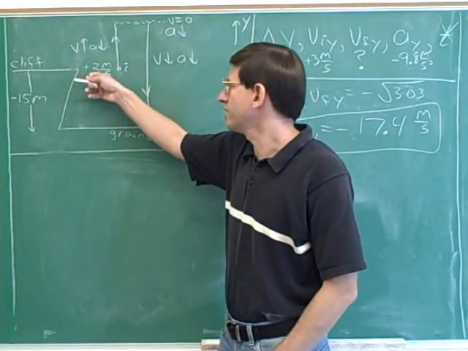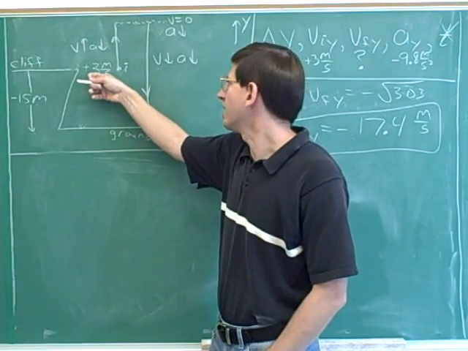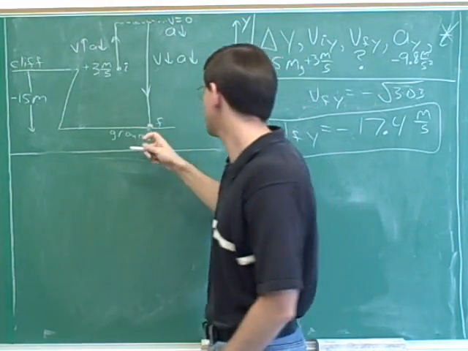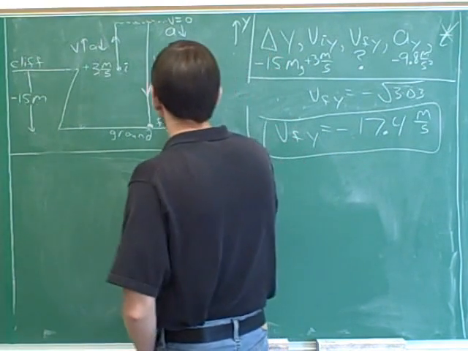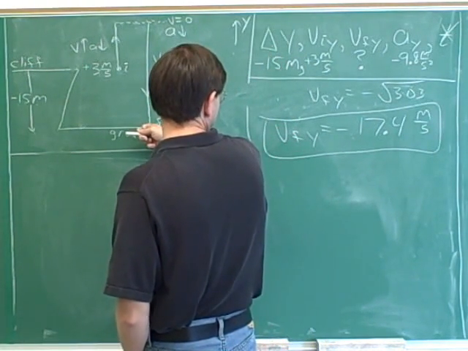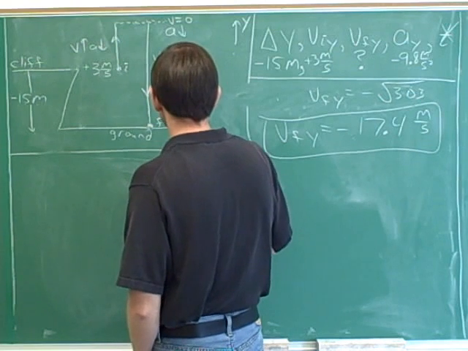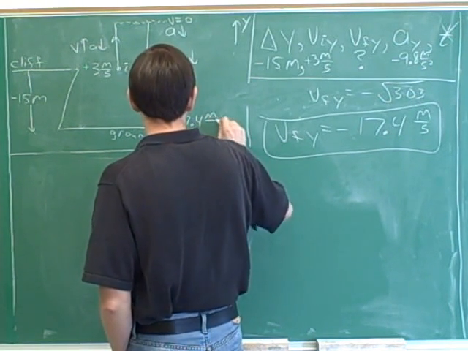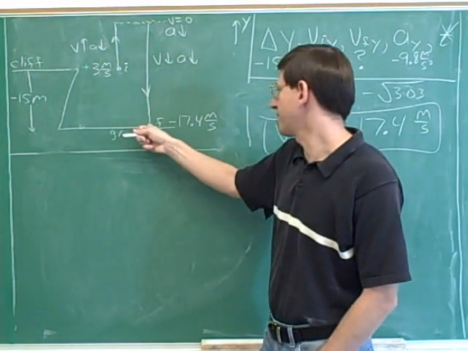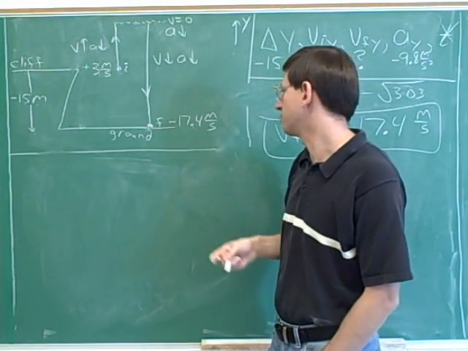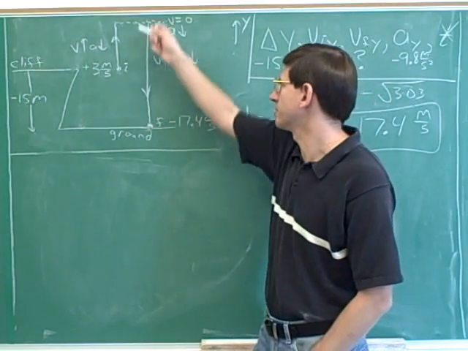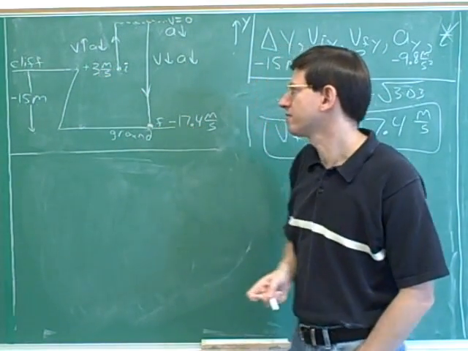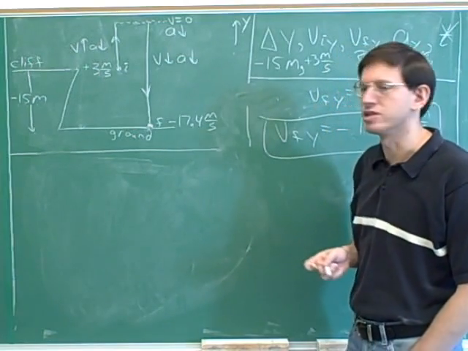Okay, so we know that at this point our velocity was 3 meters per second up. At this point our velocity was 0. We also know what our velocity was at this point now. Let's go ahead and label that. We know that at this point the velocity was negative 17.4 meters per second. We figured out that at the final point our velocity was negative 17.4 meters per second. And of course we knew at the peak the velocity was 0. And when we started, when we were thrown from the cliff, the velocity was positive 3 meters per second.